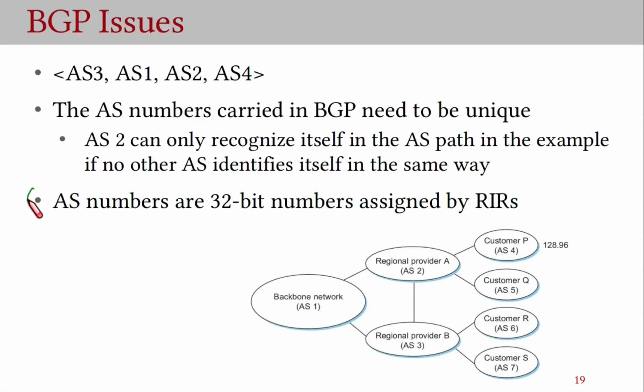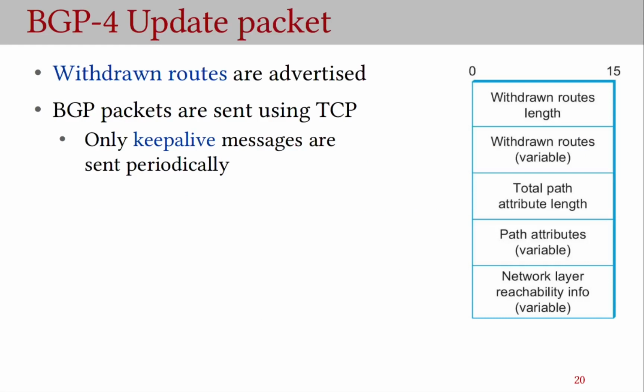and to ensure that these autonomous system numbers are unique, they are assigned by regional internet registries. Initially they were only 16-bit numbers, but in 2009 they were extended to 32-bit numbers. When links fail or policies change, BGP withdraws the previously announced routes by sending update packets, and these update packets contain withdrawn routes advertisements.